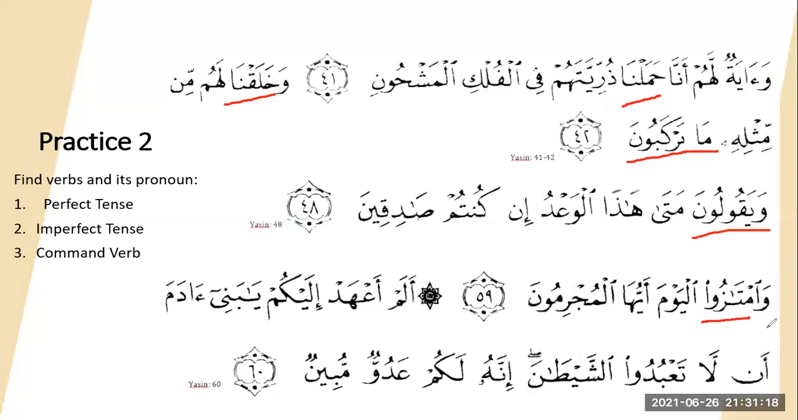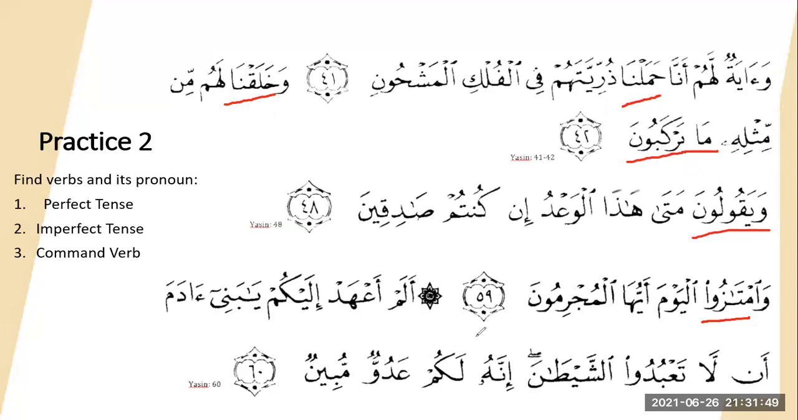So it's you, plural. Imtazu means you separate yourselves, you separate out. Imtazu, you separate out today, O you who are criminals. Mujrimun, the translation in English is criminals.